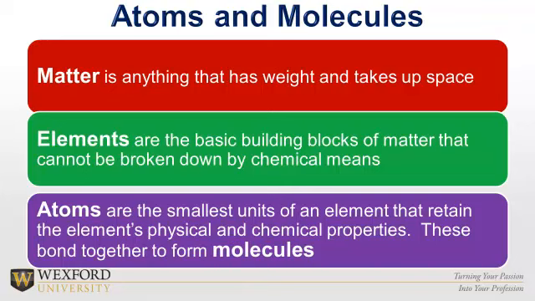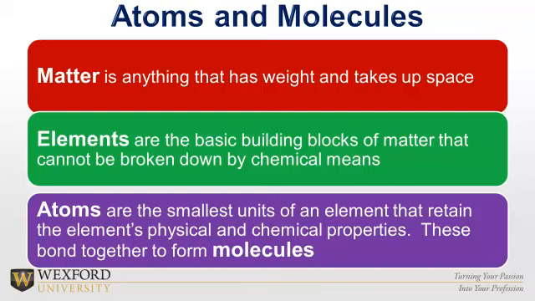And atoms are the smallest units of an element. So when we're going to look at the periodic table of elements, the smallest unit of a particular element are atoms. And atoms, once again, the smallest units of an element that retain the element's physical and chemical properties. And atoms, once again, come together to form molecules. So these are basic definitions. Let's kind of make them a little bit more practical now.